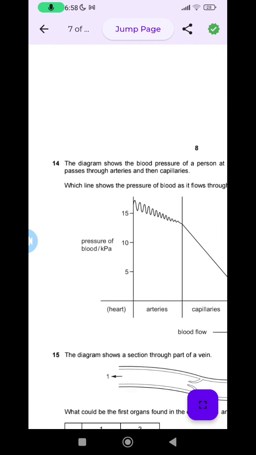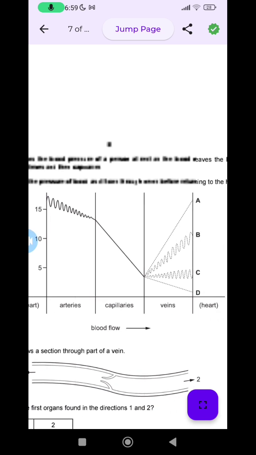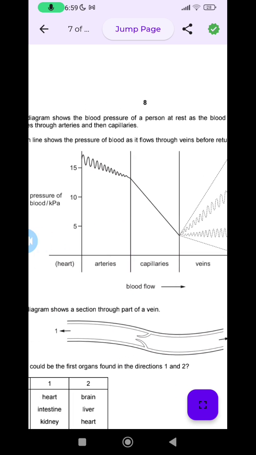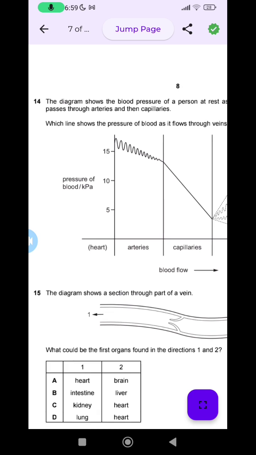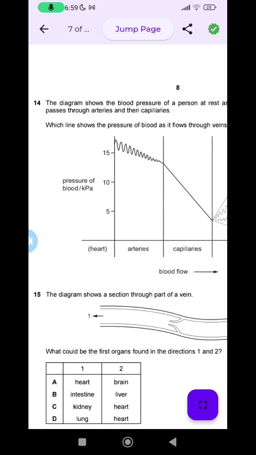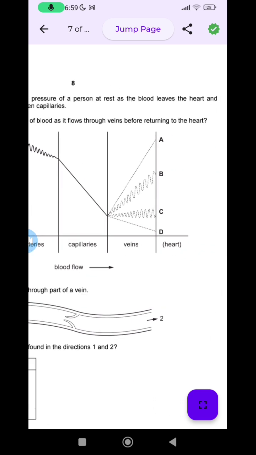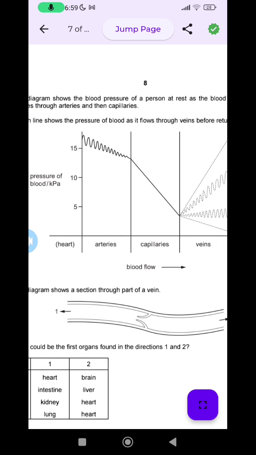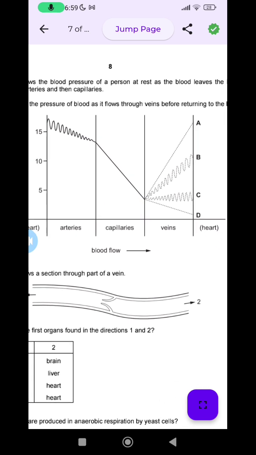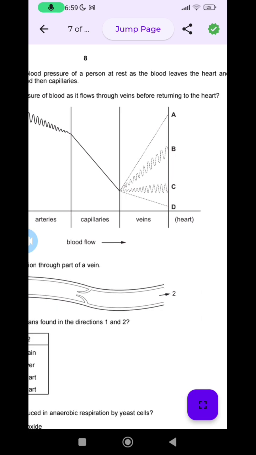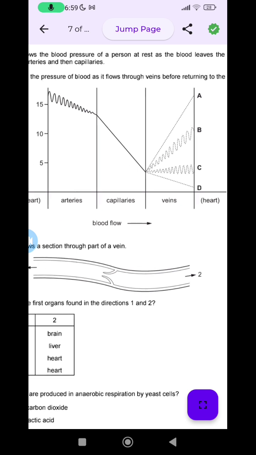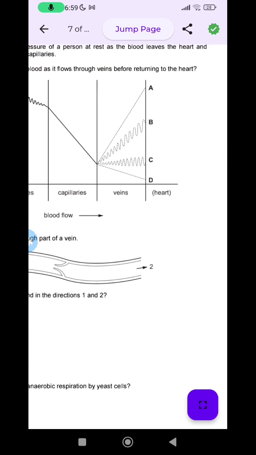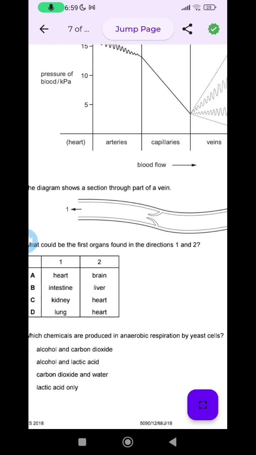The diagram shows the blood pressure of a person at rest as the blood leaves the heart and passes through the arteries and then capillaries. Which line shows the pressure of blood as it flows through veins before returning to the heart? Now we know as the blood travels more and more, over time its pressure will decrease because it will have traveled more distance. So we will go for the option which shows the blood pressure is continuously decreasing, which is portrayed by option D over here. So D is the correct answer, as when the blood reaches the heart, it is at its lowest pressure.